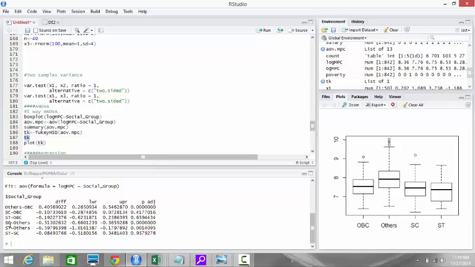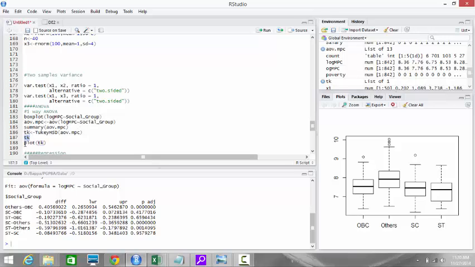There is no difference between ST and OBC in terms of log MPC, because this p-value is also reasonably high, whereas there is a difference between others and SC, and between others and ST, where the log MPC of others is more than ST as well as SC, and there is no difference between ST and SC. So a simple way of interpreting is that there is no difference between SC, ST and OBC. The difference between SC and OBC is not high. The difference between ST and OBC is not high. The difference between ST and SC is not high. However, there is a significant difference between others and OBC. So this is significant, and so are these two.